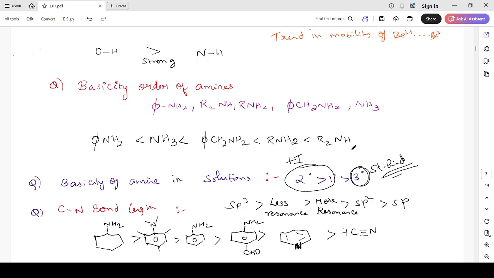Now, this is not the case if I am talking about ethylamines. With respect to ethylamine or more, when my R group is greater than or equal to ethyl, secondary is greater than tertiary, greater than primary. This is the basicity order.